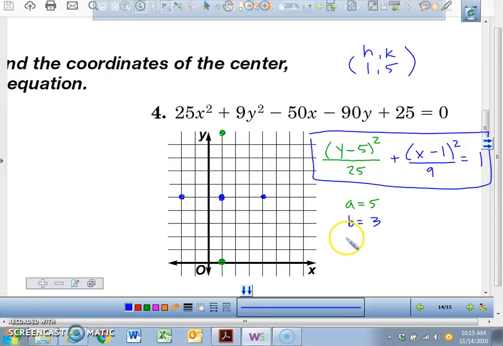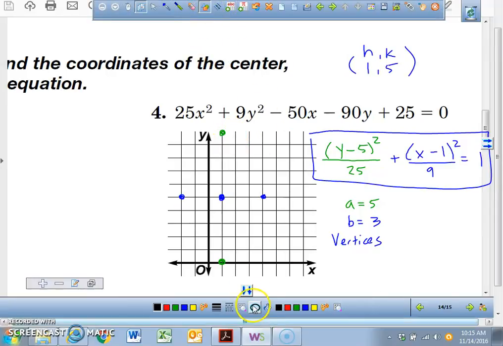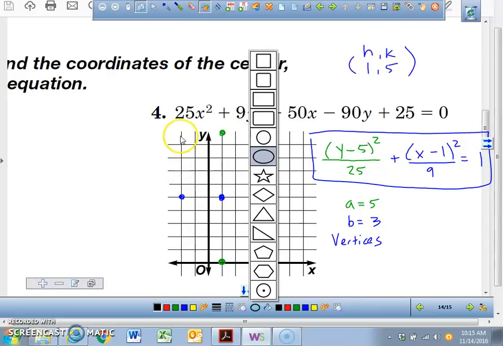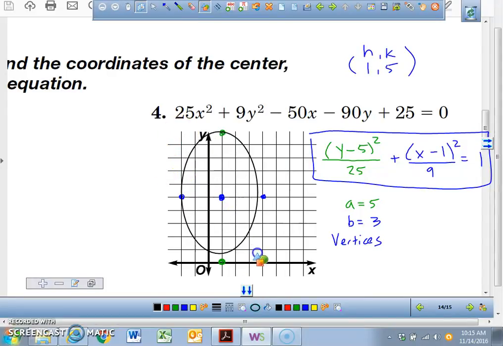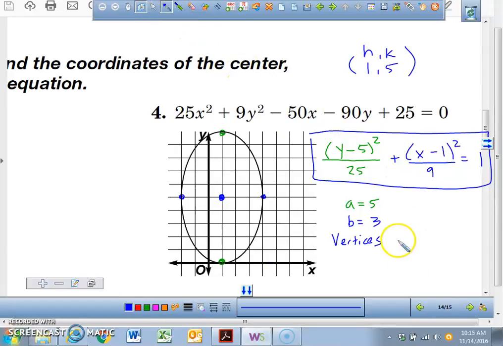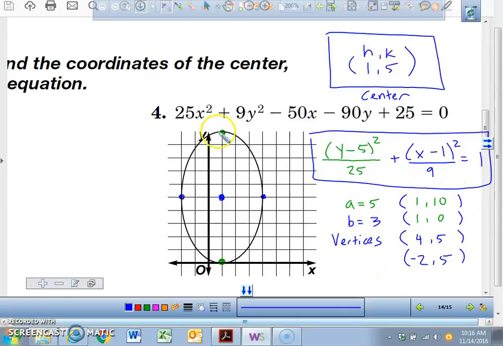These are the vertices. So when I ask you, what are the vertices of the ellipse? These are the vertices that I just plotted. Because that gives you the vertices you need to draw your ellipse. So there's your ellipse right there. So how many vertices do you have? You have 4 of them. All right, here's all the location of the vertices. There's the 1, 10, the 4, 5, the 1, 0, and the negative 2, 5.